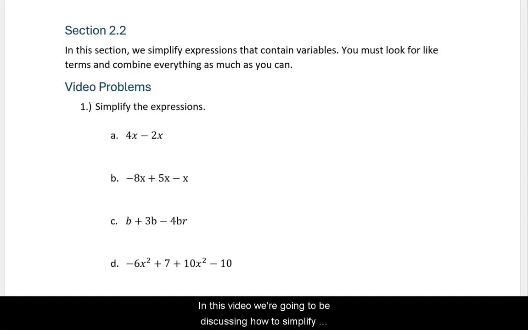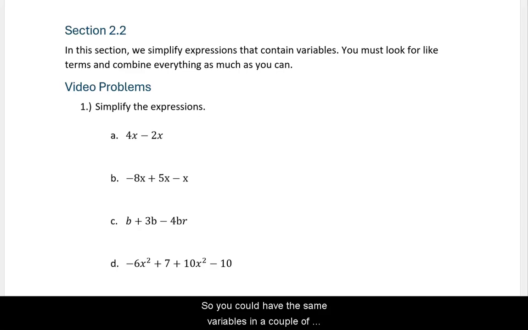In this video, we're going to be discussing how to simplify expressions that have variables. So we've talked about simplifying expressions that didn't have variables, so they all had like terms. But in this case, we need to make sure that what is in the expressions can be combined. So like terms are things that are the same. And what you look for is whether your variables are exactly the same.